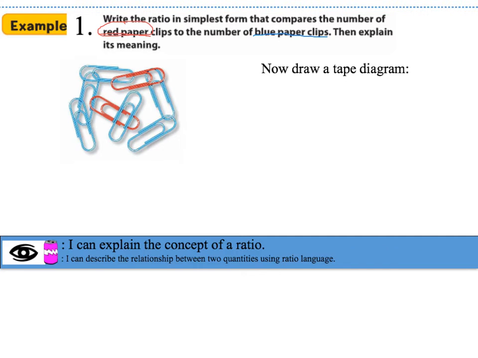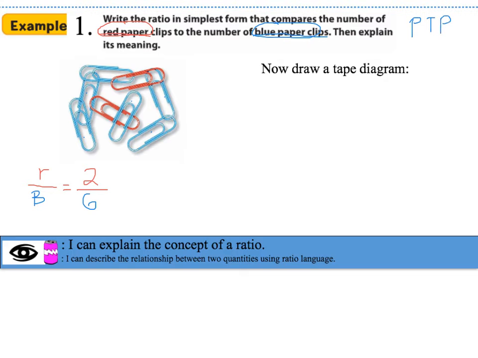So I'm going to place red on the top of my ratio. And then if you notice, blue comes second. So I'm going to place the blue on the bottom of my ratio. Now if I write this and I count, I have 2 red paper clips over 1, 2, 3, 4, 5, 6 blue paper clips. Okay?